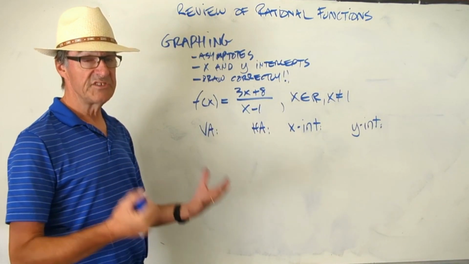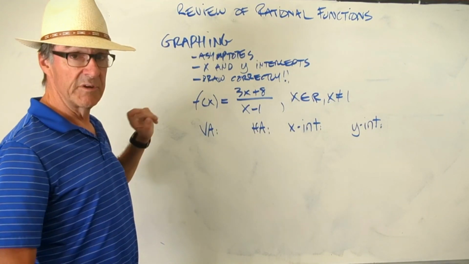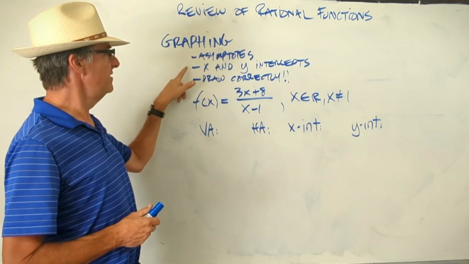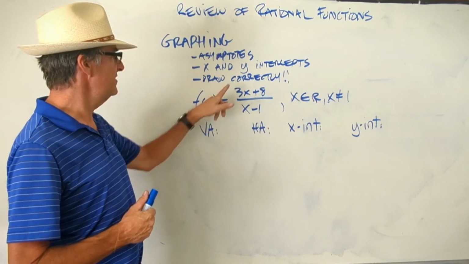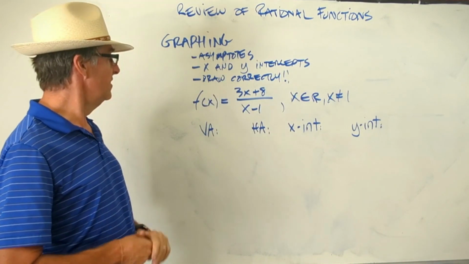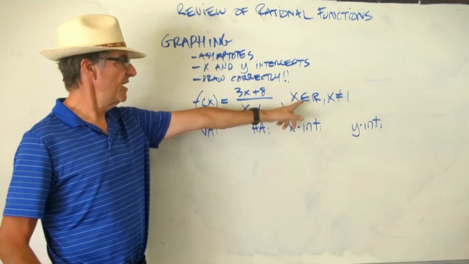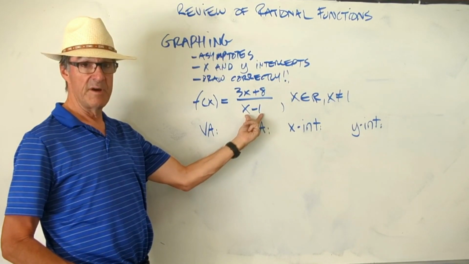All right, we made lots of graphs of these, so let's do one. Here we go. The thing you want to realize about graphing is you need your asymptotes. That makes drawing the curve super easy, and then the x and y intercepts also help you get your graph in the right place, so be sure you draw it correctly. So here's our function, 3x plus 8 over x minus 1. X is an element of real numbers, but not equal to 1 because we get divide by 0 on the bottom.